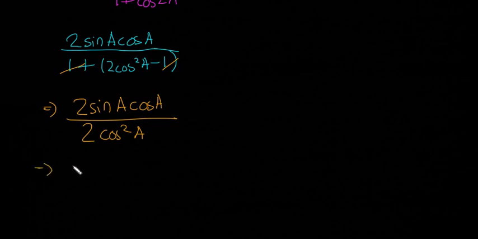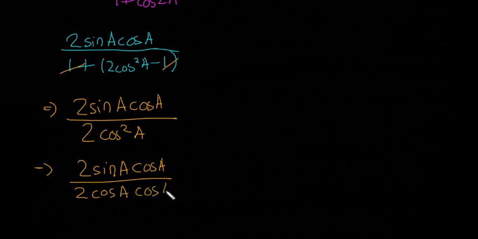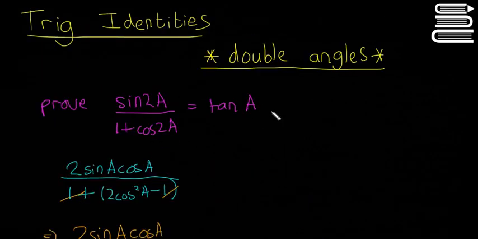I'm going to write that one more time, in terms of just sine and cos. So it's going to be sine a cos a over 2 cos a cos a. Hopefully that'll become more clear. There are a few different things that will cancel. We're going to have cos a over cos a will cancel. The 2 over the 2 will cancel. And then we're left with sine a over cos a. And if you remember, sine a over cos a is equal to tan of a, which is equal to the right-hand side. Okay, so that is that question done as well.